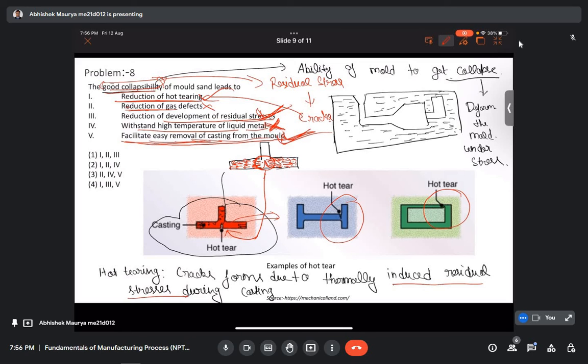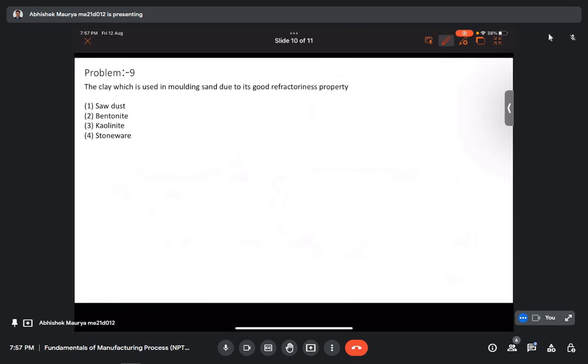So let's see what is the correct answer. First, third, fifth. Okay, the fourth one is the correct answer. If any of you have doubt, please let me know, or I shall move to the next question. Okay, no doubts. Let's move to the second last question.